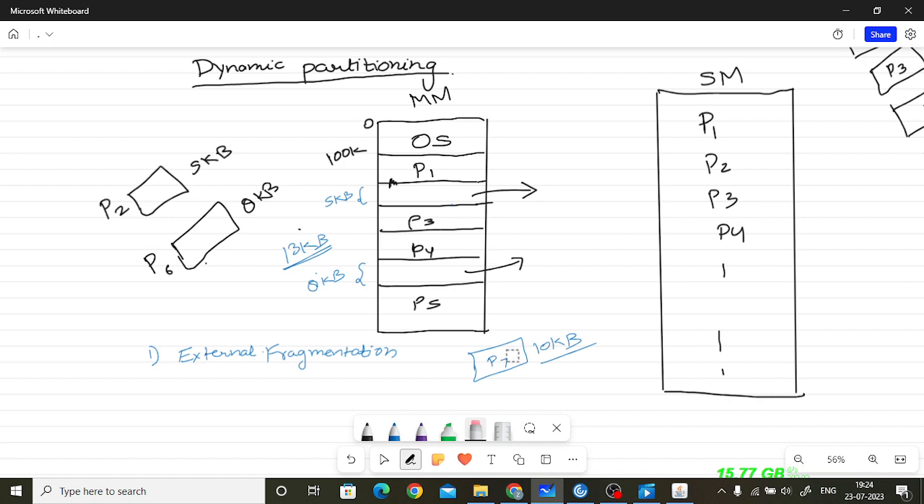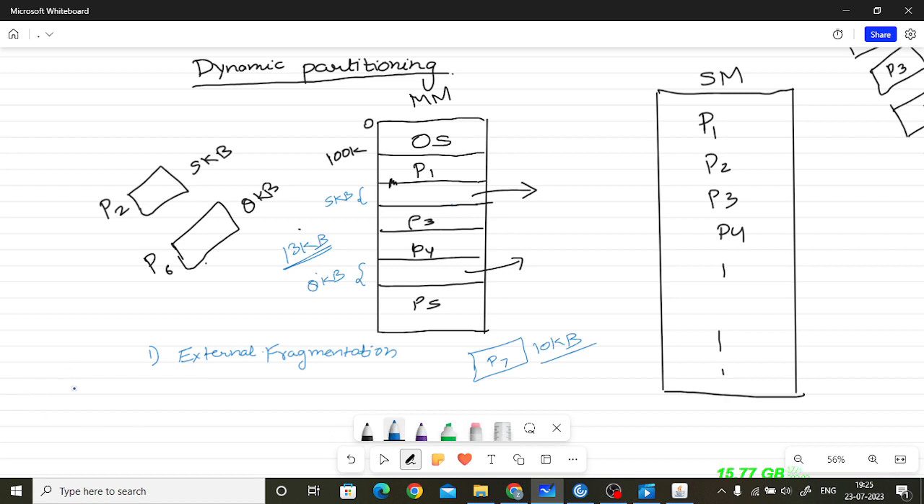We have to divide the process. Some part of the process or program will be at one place, and some part of that will be at another place. Okay, so it's a non-contiguous manner. So what if we have to accommodate our process in a contiguous manner?